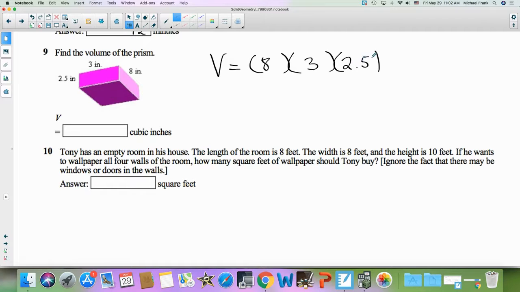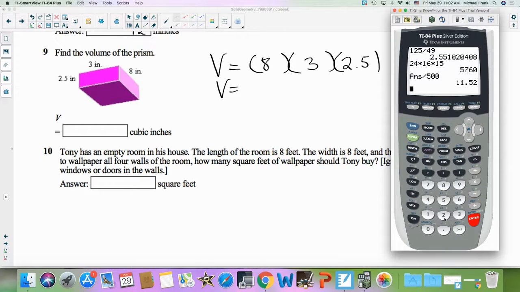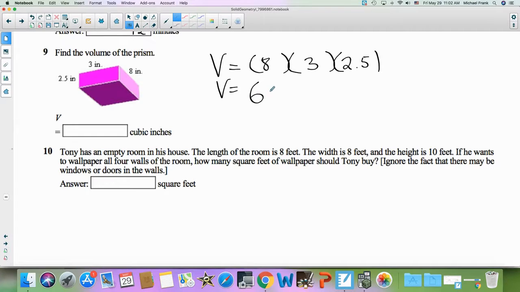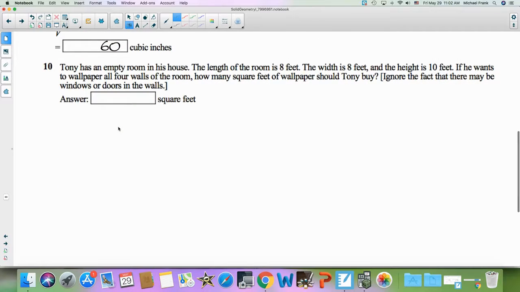I guess the only thing difficult about this question is that it has a fill-in rather than multiple choice. 8 times 3 times 2.5 is 60. 60 cubic inches. And then finally, this one was kind of tricky.